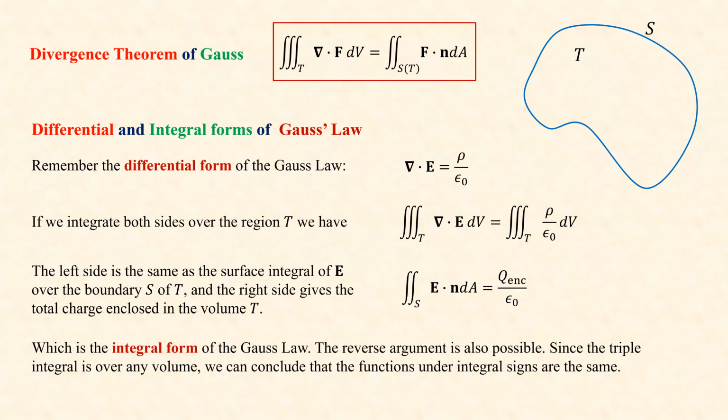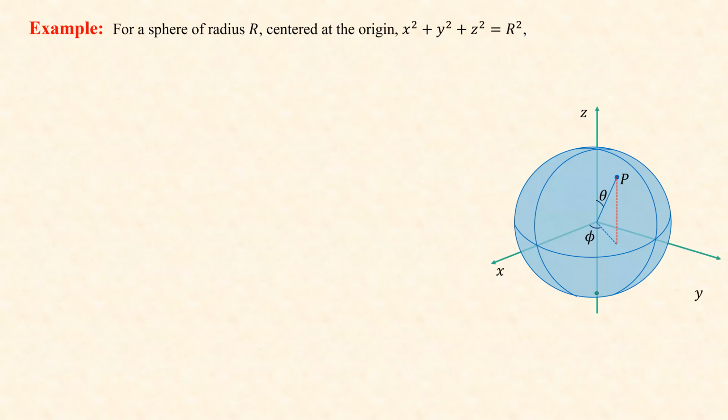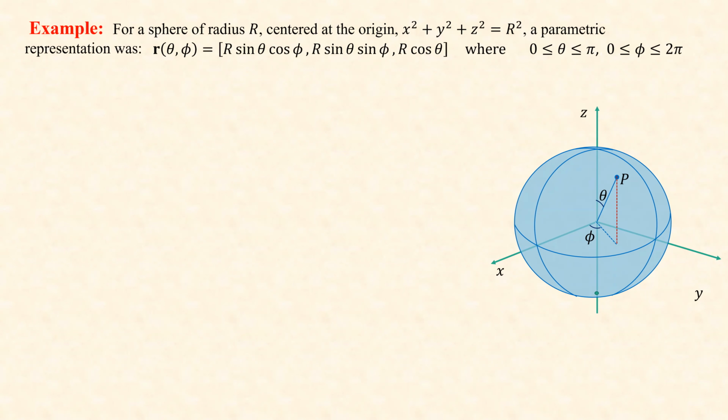So let's do some examples. This was one of the applications of the divergence theorem. Let's do some practical examples or some integration, see how they work. Remember, if we have this sphere, we talked about that. We can parameterize the surface of a sphere by this R as a function of theta and phi: R sine theta cosine phi, R sine theta sine phi, and R cosine theta for x, y, z. And theta goes from 0 to pi, phi goes from 0 to 2 pi to cover the whole surface.